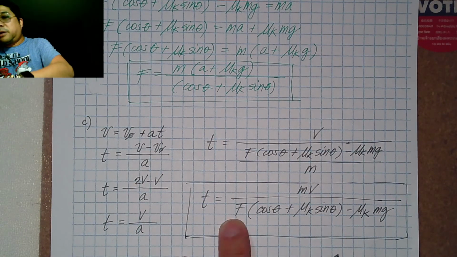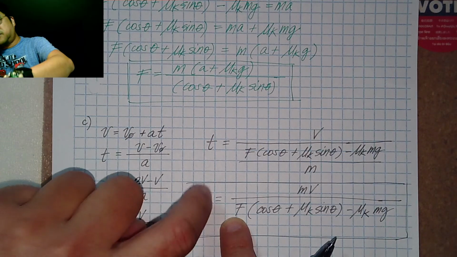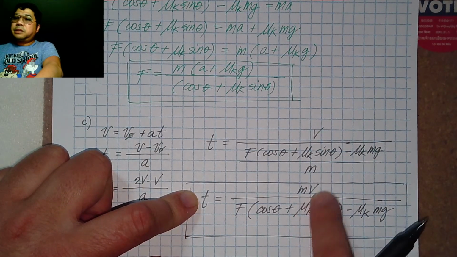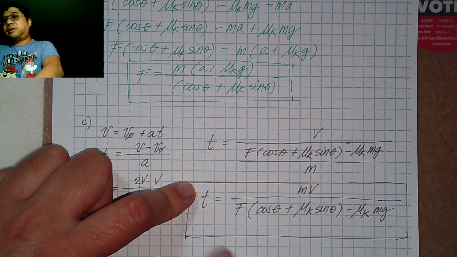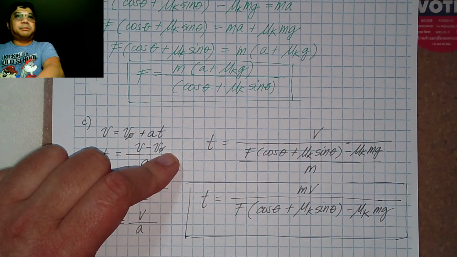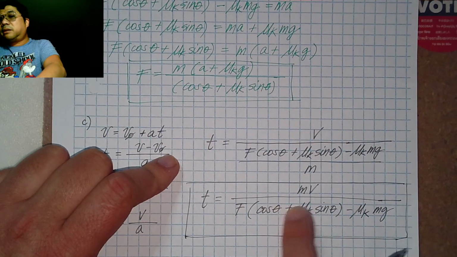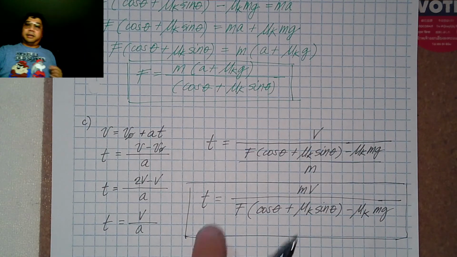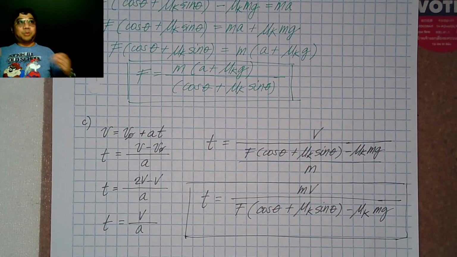Again, the greater the force you apply, the lesser time it requires to accelerate to a certain speed. If you increase the target speed, you will require more time in order to reach that target speed. Increasing the mass means you have to increase the amount of force. If not, time is affected as well.